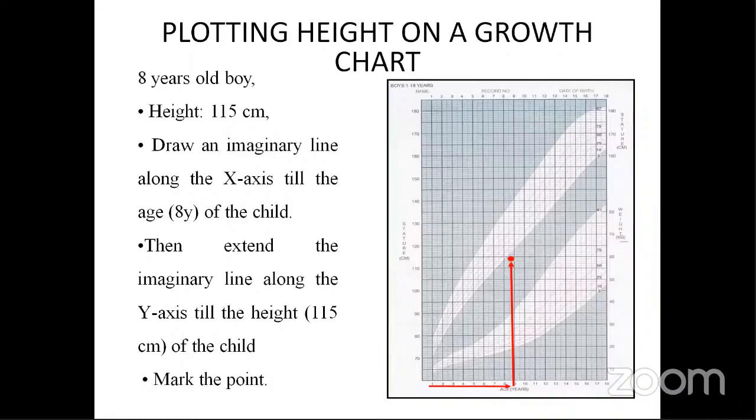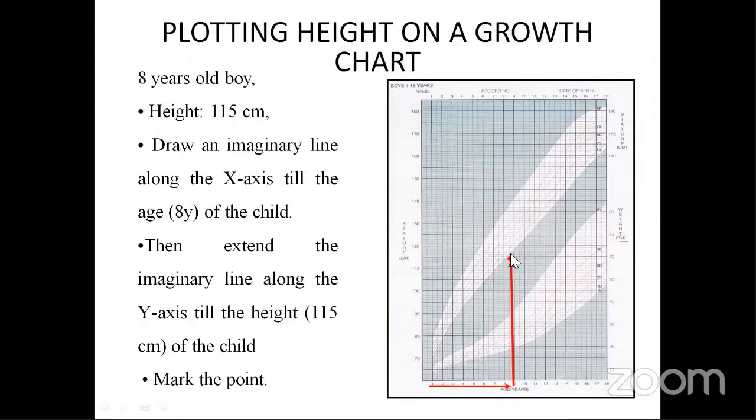So how to plot height on a growth chart, this is an example. Suppose we have an 8-year-old boy whose height is 115 centimeters. First you should draw an imaginary line along the x-axis till you reach 8 years. Down here you can see the age in years, so move your pencil until 8 years. Then extend the imaginary line along the y-axis till the height of the child. Here we have 115 centimeters, so move up until 115 centimeters. You mark that point, and this is how you check.